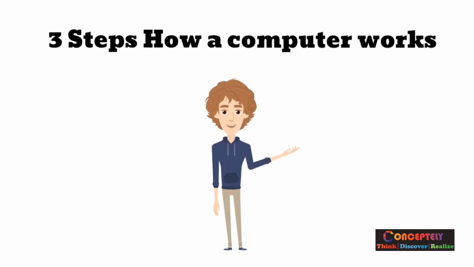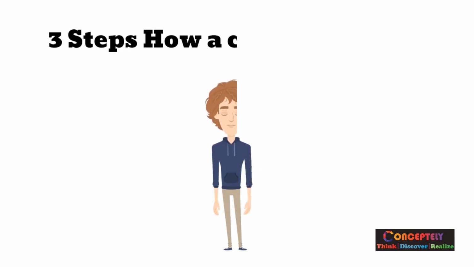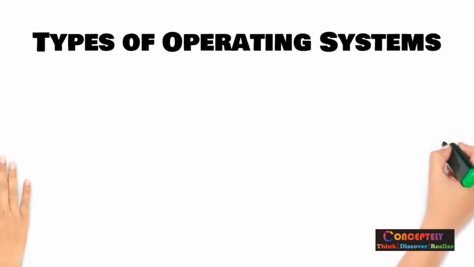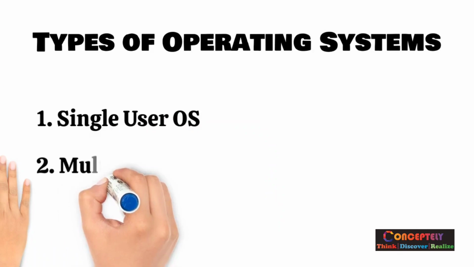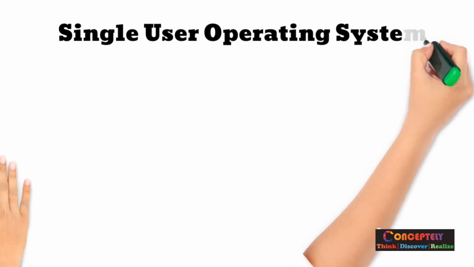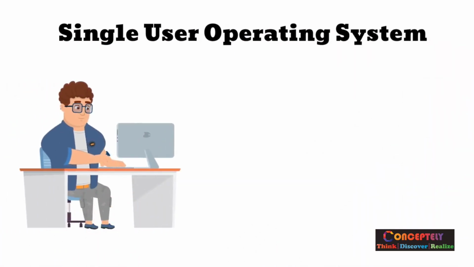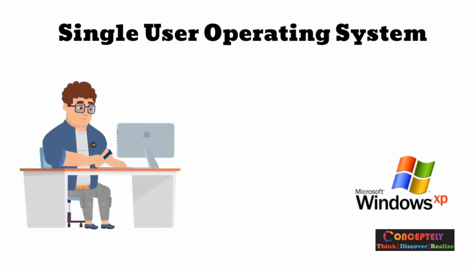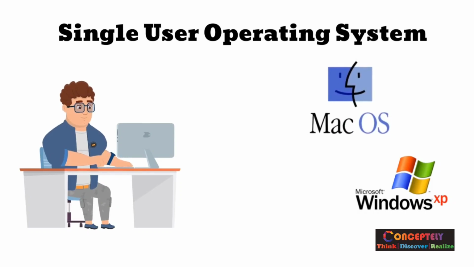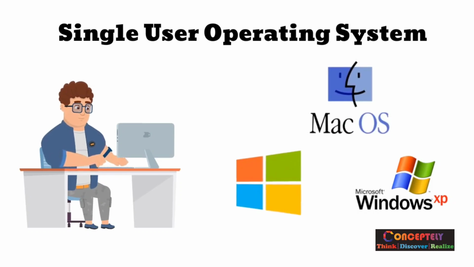Now learners, let us learn about the types of operating system. Basically, there are 2 types of operating system: single-user operating system and multi-user operating system. A single-user operating system allows only one user to work on a computer or a device at a time. A few examples of this are Windows XP, the Mac operating system, and Windows 7 or 8. These are examples of single-user operating systems. These operating systems are usually meant for home use.